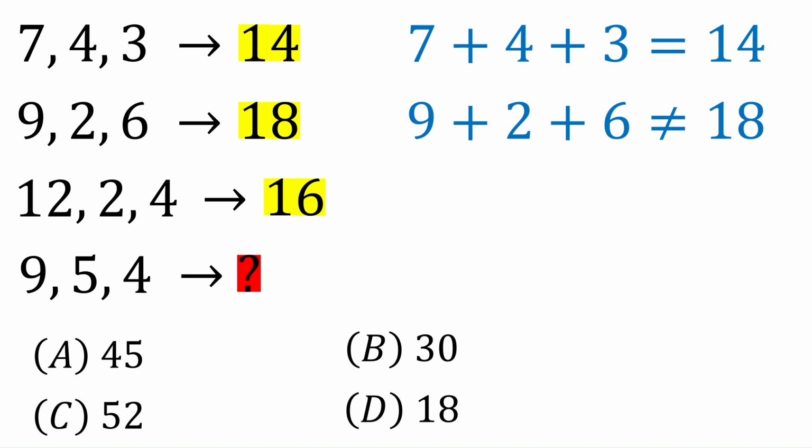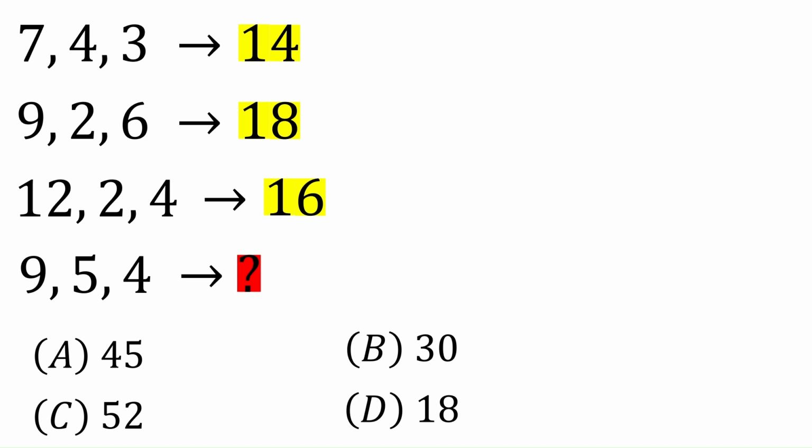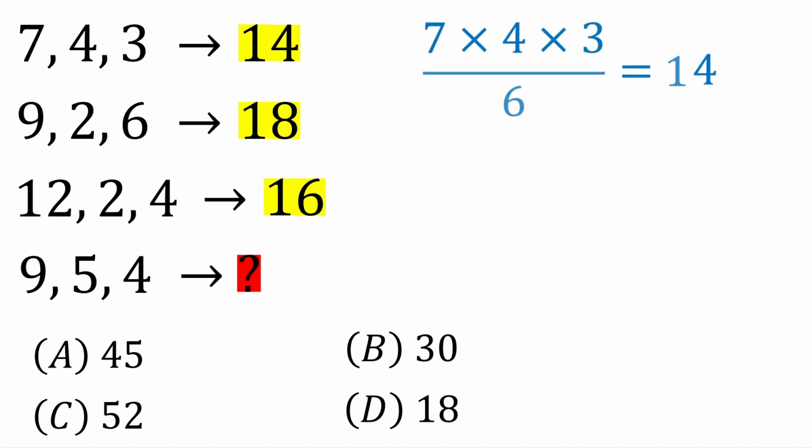So this addition of the 3 numbers isn't our pattern. But what we can see from this is 7 links with 14 by multiplication. 7 times 2 is 14. So let's try multiplying our 7, 4 and 3 together and see how we can get to 14 from there. So 7 multiplied by 4 multiplied by 3 gives 84. To get to 14 we need to divide by 6. So this works as a standalone solution.